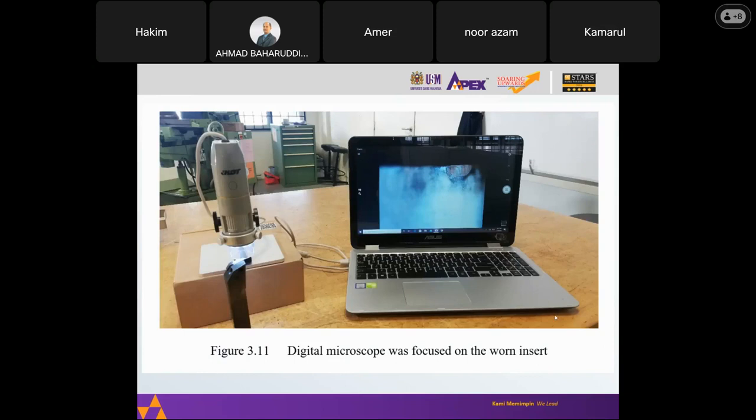Okay, this is an example of the procedure when taking the image of the flank wear. This is the flank wear. So the image is taken, and this image will be uploaded in ImageJ image analysis software. Then the measurement will be conducted according to the standard procedure.